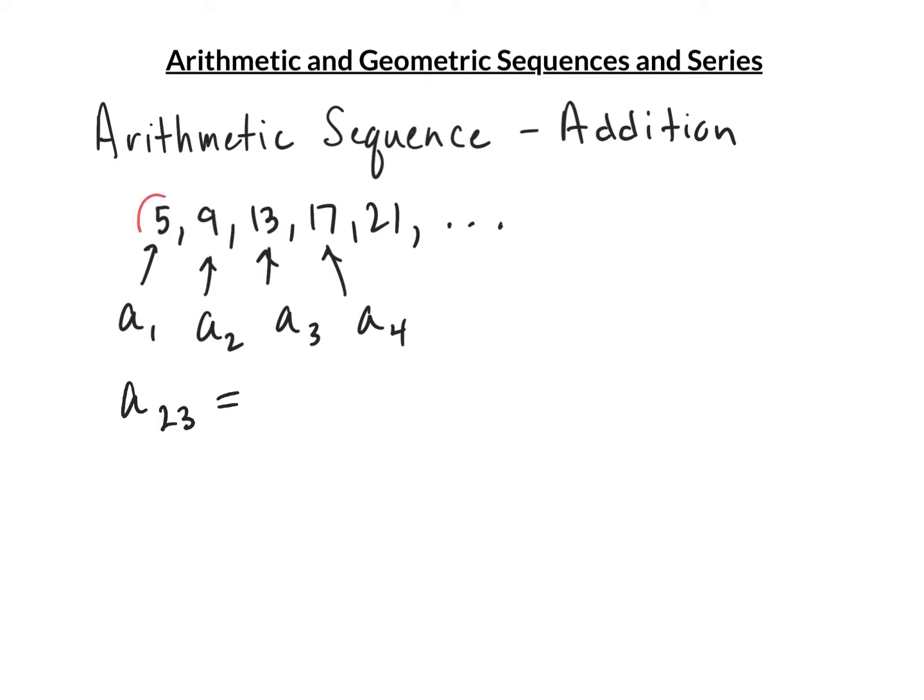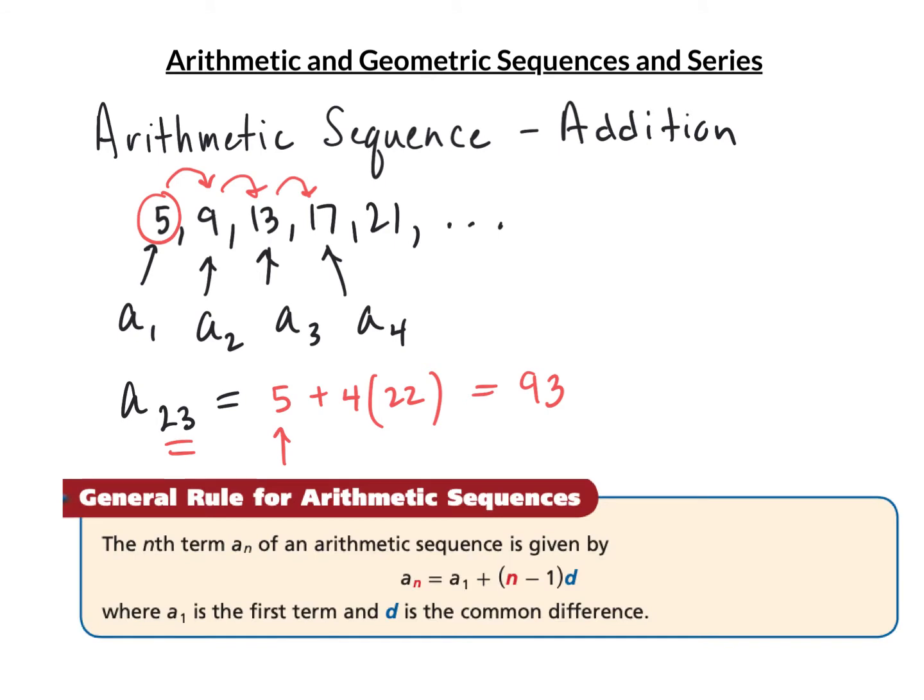This sequence starts at 5. Every time I move forward one number in the sequence, I add 4. Keep in mind, you're starting at the first term. To get to the 23rd term, you only have to move 22 places in this list of numbers. Starting at the first term, you have to add 4 22 times to get to the 23rd term. This would be 88 plus 5, it's 93. You can generalize this for any sequence by the formula below.